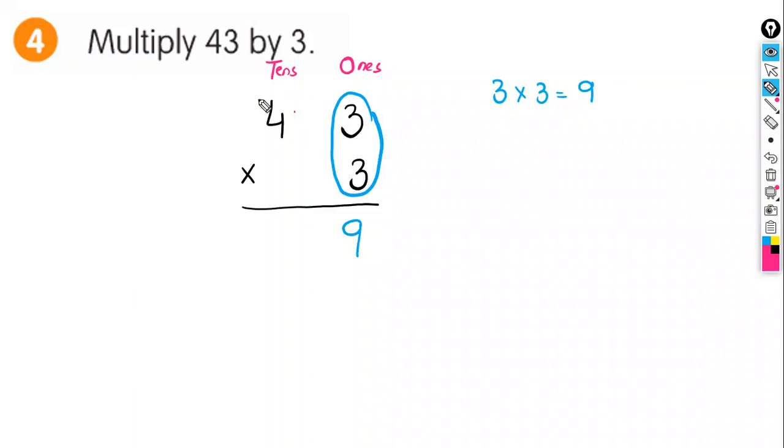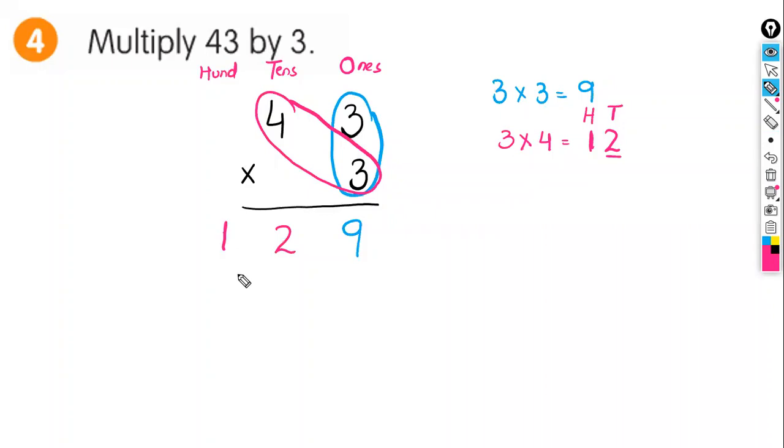Then I will multiply this 3 by 4, which is present in the tens place. So 3 times 4 is equal to 12. Now I can never write this 12 all together in the tens place. I will write one digit at the tens place and the other one will go towards the hundreds place. So I will write 2 at the tens place, and I will write my 1 at the hundreds place. So now my answer is 129.